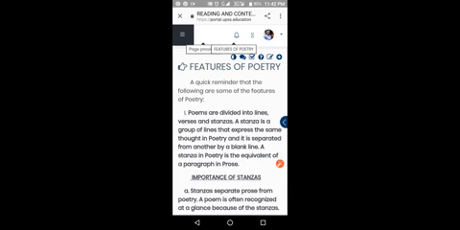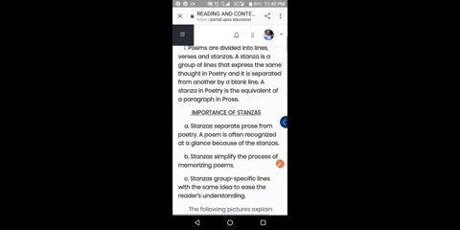For instance, if we have 7 stanzas in a poem, each of those stanzas is going to be separated from the other by a space or a blank line. So if you go back to the notes of last week, you will see various examples depicting stanzas.